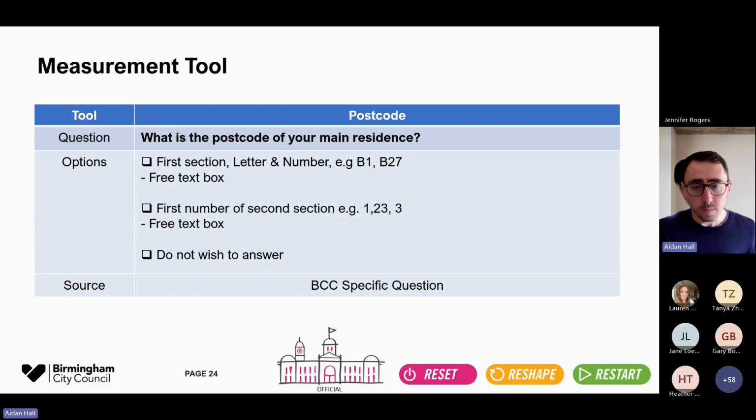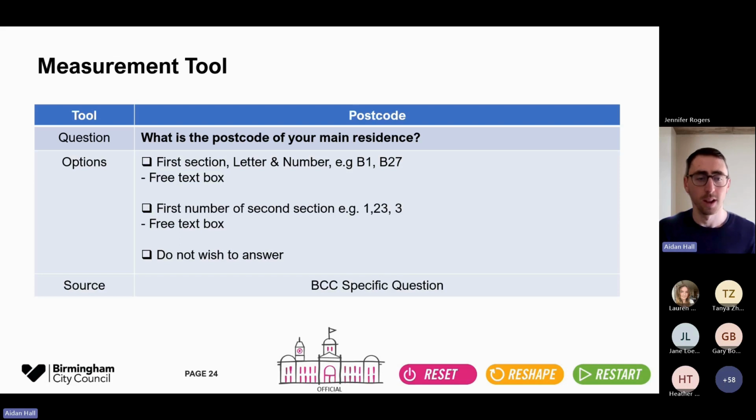As mentioned, what we're looking for with this question is the first half in full. Just to give an example, if we take the council house in Birmingham, which I believe is B1 1BB, what we'd want is the first half, so B1, and then the first number of the second section. So for the council house, B1 1 is what you would collect. And then there's obviously the do not wish to answer option, which should be throughout every question in all of these measures for the demographics, for the standard questions.